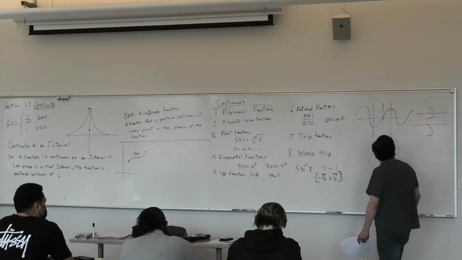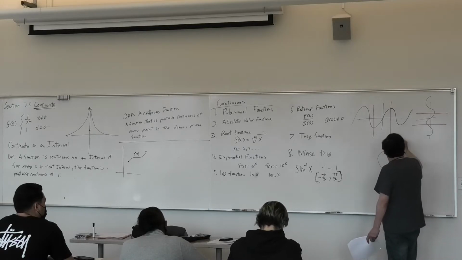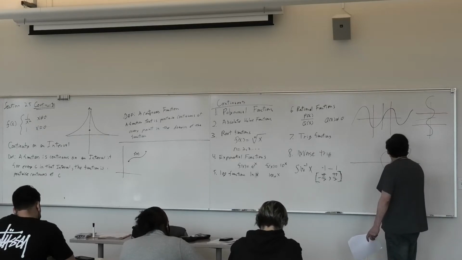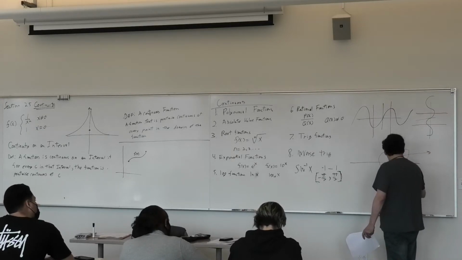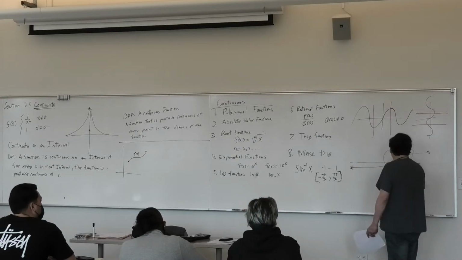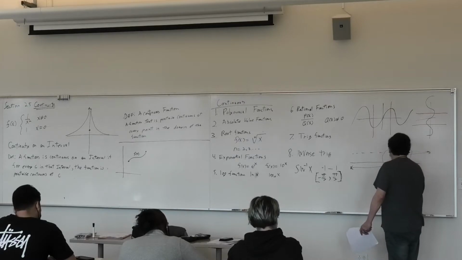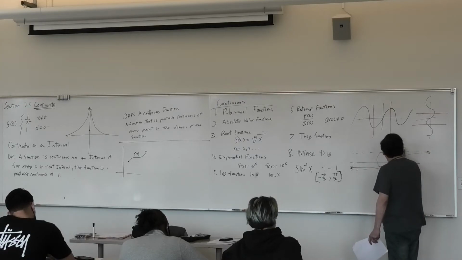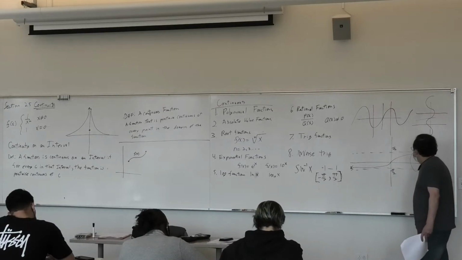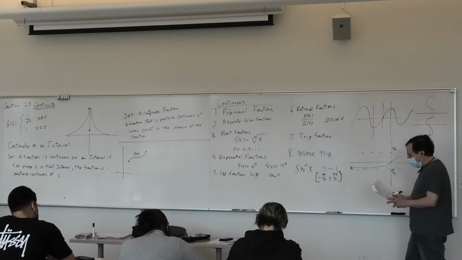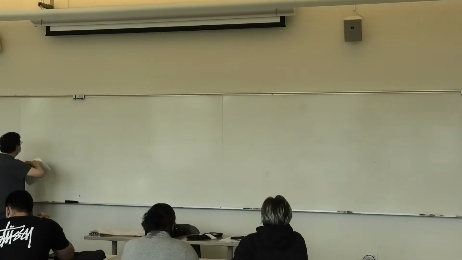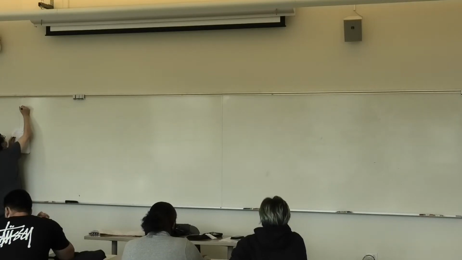Oh, the tangent function is kind of nice. When you invert the tangent function, you get something like this. It's defined on all reals. And it goes to pi over 2 and negative pi over 2. All right, so I'm going to stop here and take a break.